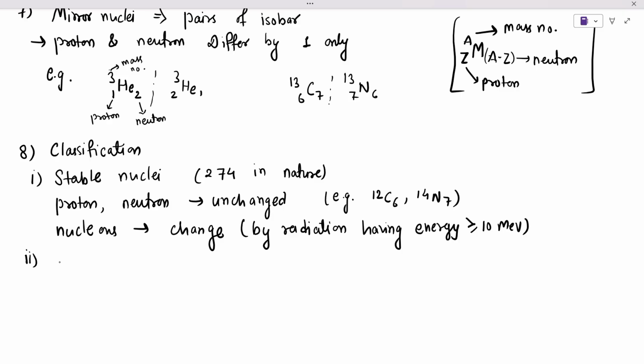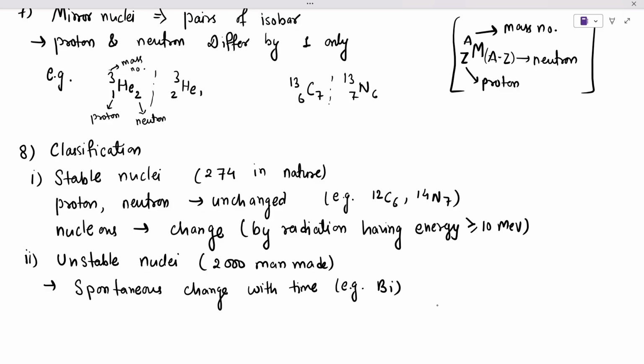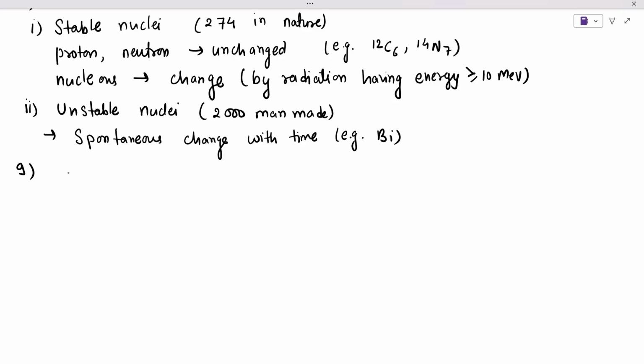The second type of nuclei are unstable nuclei. Total 2000 man-made nuclei are there which are unstable. They spontaneously change with time. For example, bismuth. Next we will discuss which factors the stability of the nucleus depends on.